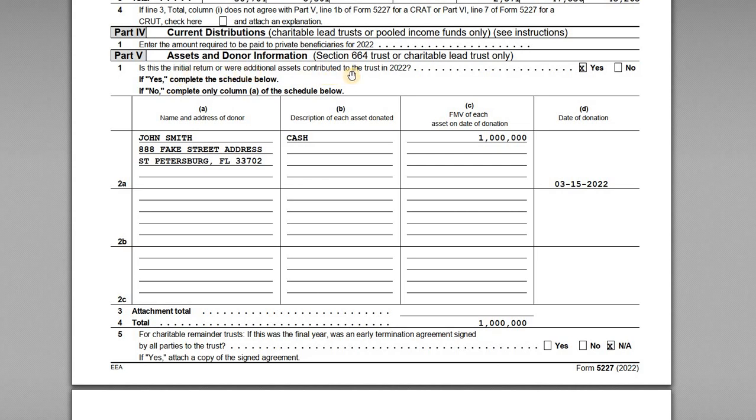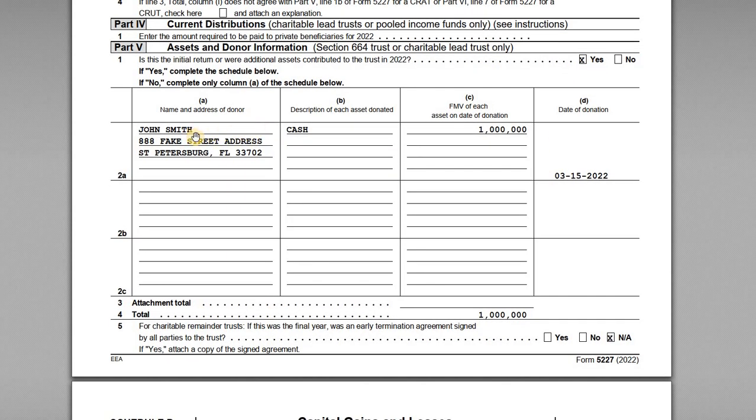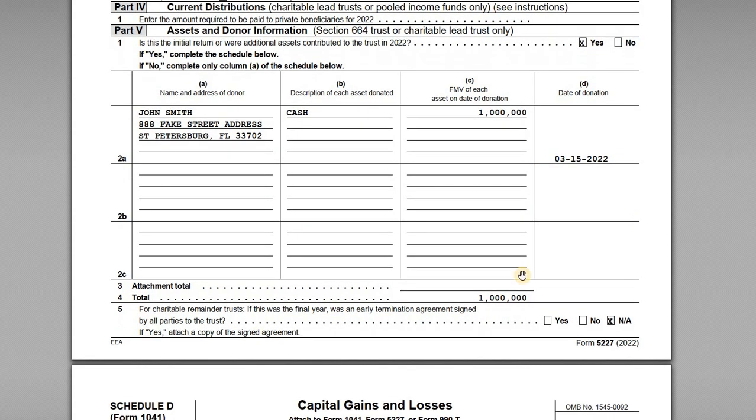This is the initial return, so we checked yes. This is the initial return for 2022. Then we have the donor information. John Smith is the donor, the one that formed the trust. The type of property contributed is cash. The fair market value on the date of the donation is $1 million, and the date of the donation was March 15th, 2022.